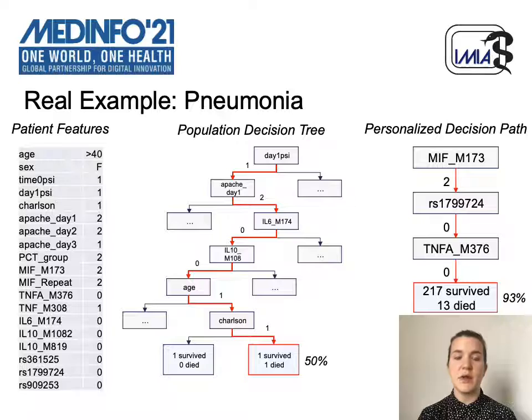So in this example, we see how a personalized decision path can construct a simpler model that is tailored to the patient of interest that may perform better prediction for the patient of interest, since we know that this patient was alive after 90 days.